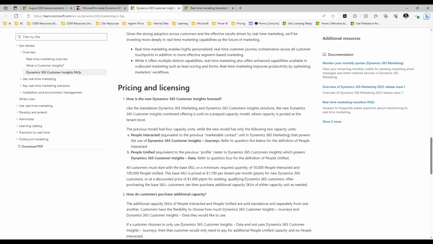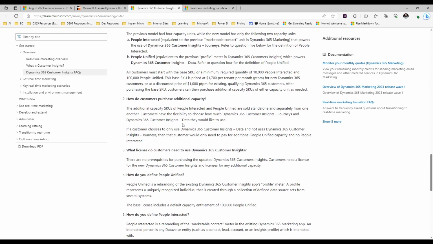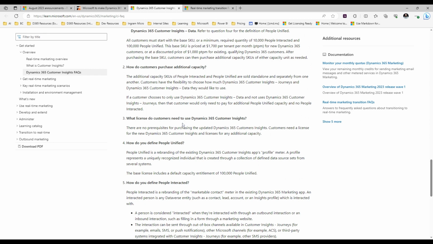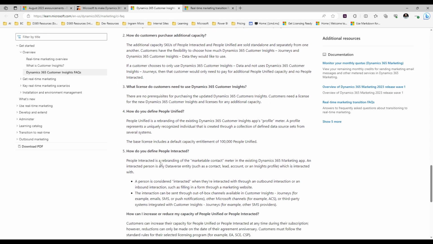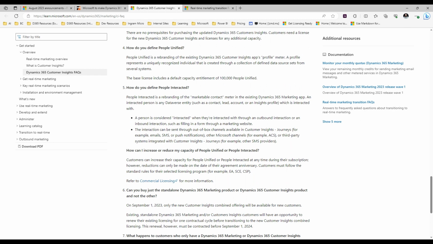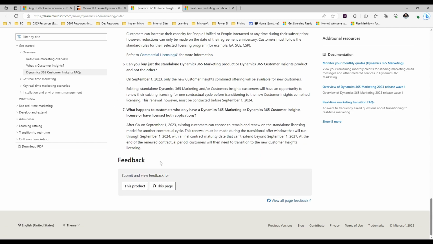After the base SKU, you can purchase additional capacity. We know we had people who were buying the marketing SKU who needed additional capacity. So this should come as no surprise to anyone. How do they purchase it? It talks about people unified and people interacted. So get used to those terms. And hey, how can I increase or reduce capacity around those things? So that's really it for that one.